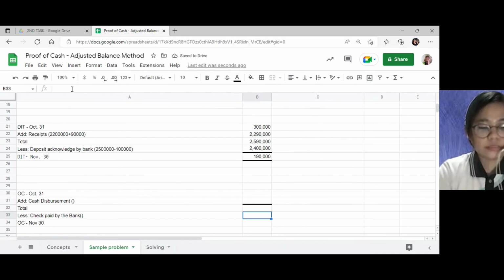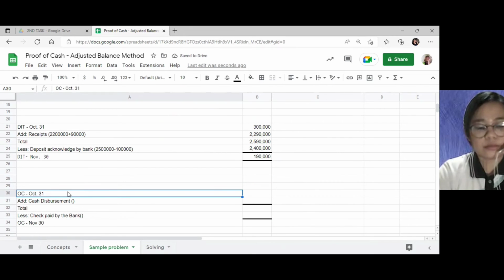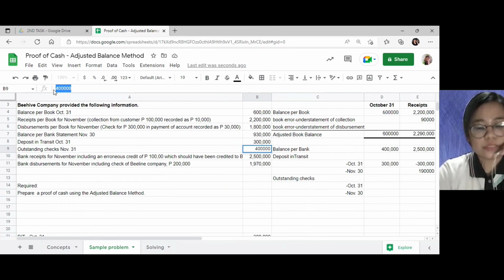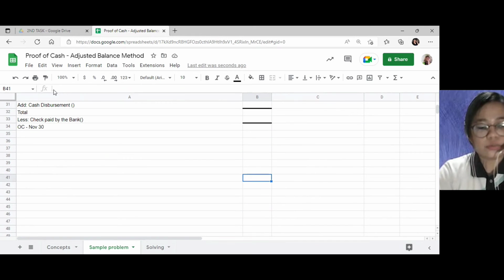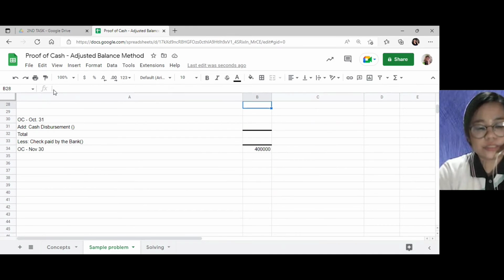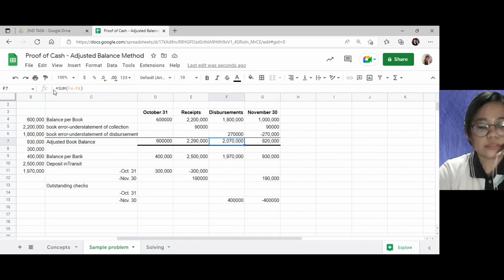Now, i-deduct naman natin kung magkano ba yung mga cheque na na-acknowledge ni bank. So, for example, merong mga debit memo na sa current period, which is dapat tanggalin natin kasi hindi naman cheque or disbursement na galing sa entity or initiated by the entity. But rather, it was the debit memo. So, ang nag-initiate ng disbursement na yon ay ang bangko.